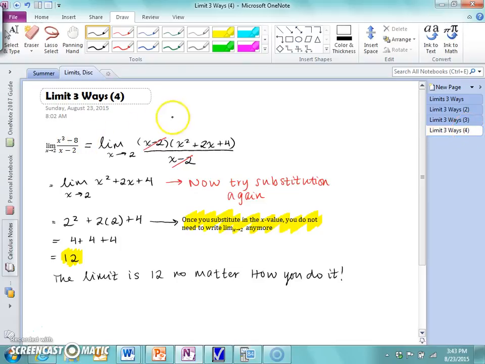Alright, so I'm continuing on here. I have the limit as x approaches 2 of my original. That is equivalent to the limit of this. I wrote the factored form of the numerator. Notice that this cancels, so write this down in your notes here. The work. That's messy. Alright, cancels.